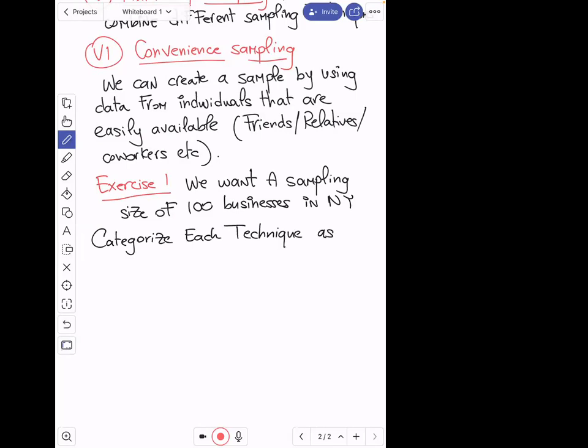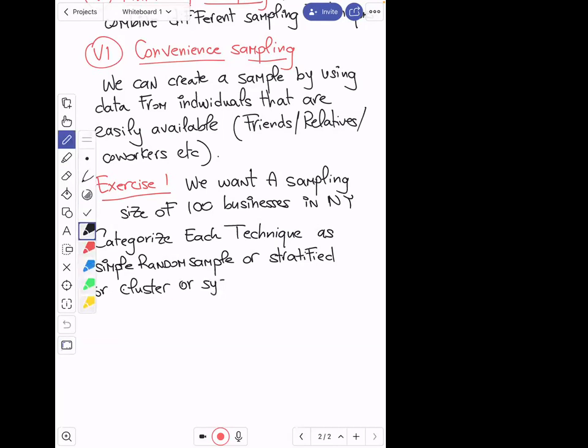You have to determine whether it is a simple random sample, or stratified sampling, or cluster sampling, or systematic, or the convenience sampling.